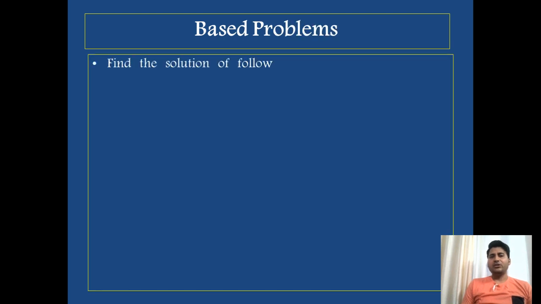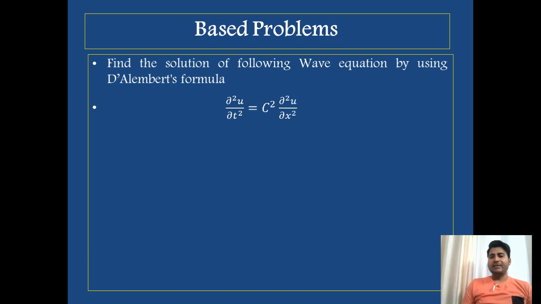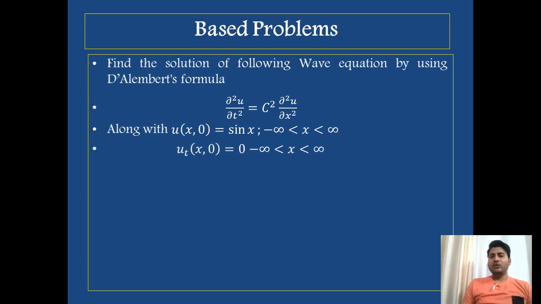Find the solution of the following wave equation by using D'Alembert's formula. Here you need to remember that it is used for the solution of the one-dimensional wave equation under an infinite domain. The equation is given as a standard wave equation under the condition that u(x,0) equals sin x, the initial displacement, and u_t(x,0) equals 0, the initial velocity is 0.